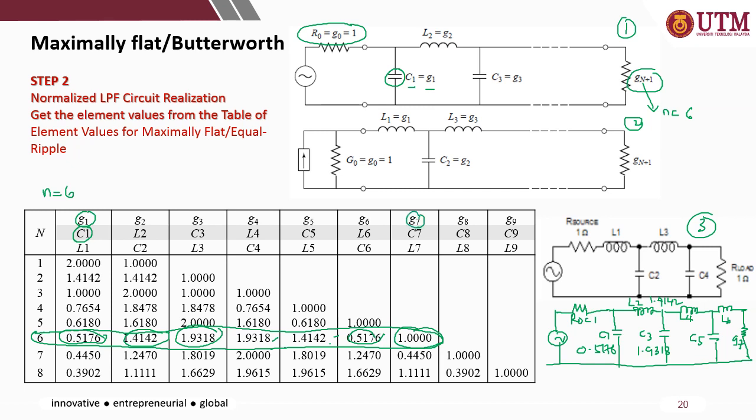If you have other filter order numbers, then you'll have C7. But if it is just up to 6, then the last one will be terminated with the load impedance, so it's always equal to R0 equal to 1. Okay, so this is how the normalized filter circuit is designed.